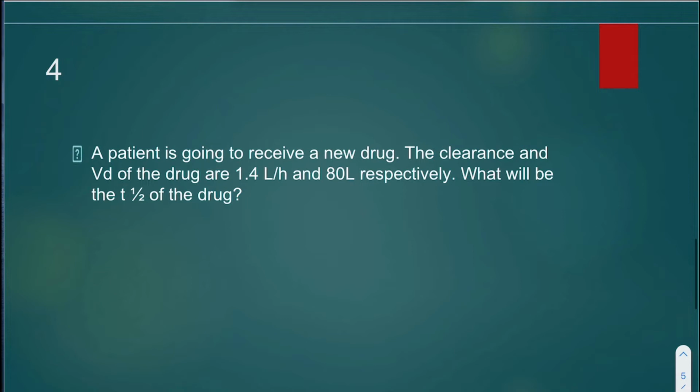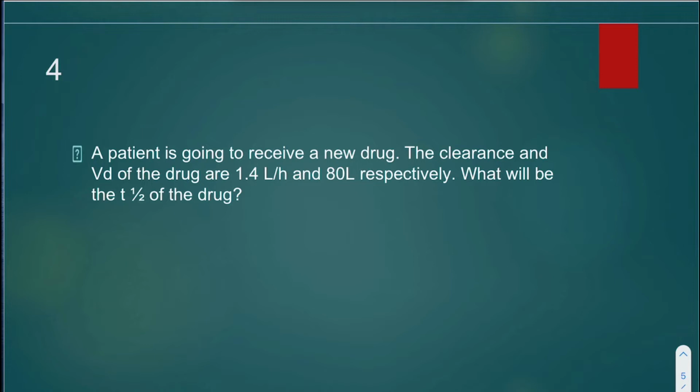Next, a patient is going to receive a new drug. The clearance and the volume of distribution is given to you: 1.4 liters per hour and the volume is 80 liters. So liter is fine here. What will be the half-life of the drug?